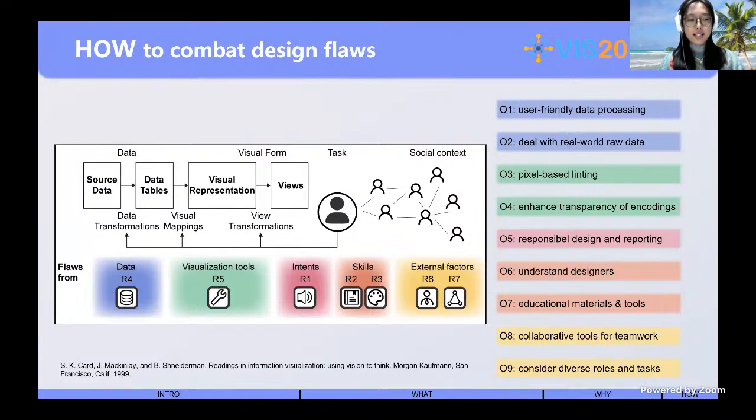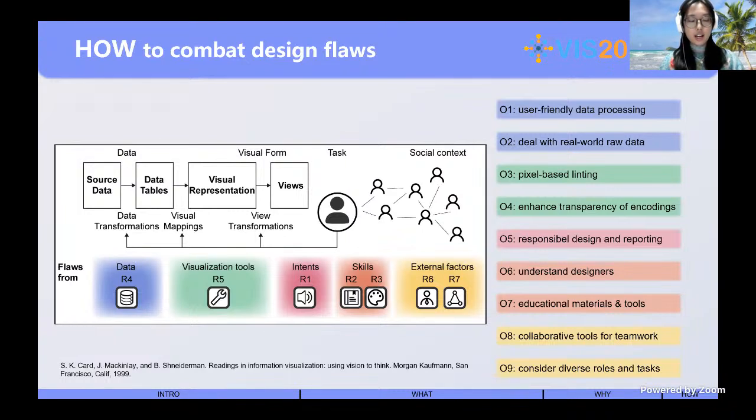We also extended the classic information visualization reference model to include social context, as designers are influenced by various stakeholders. We also identified 9 future research opportunities. For instance, O3 highlights that most existing tools for detecting visualization errors are code-based, but few are pixel-based visualizations. So this presents a research opportunity.